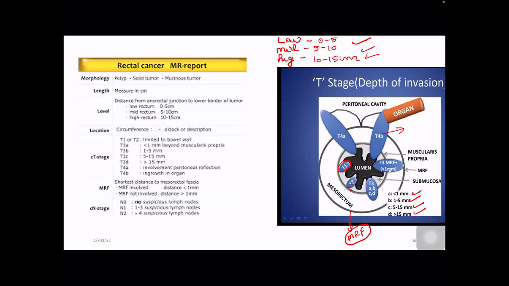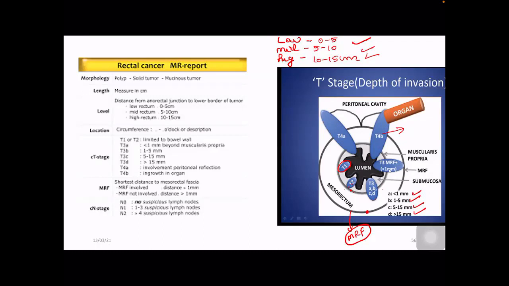because when we are resecting the rectum, our surgical plane is just outside this mesorectal fascia. Therefore, if the MRF is involved, when you're doing a surgery, definitely your CRM is going to be compromised. So when do you say the CRM is positive? When the mesorectal fascia involvement is less than 1 mm.